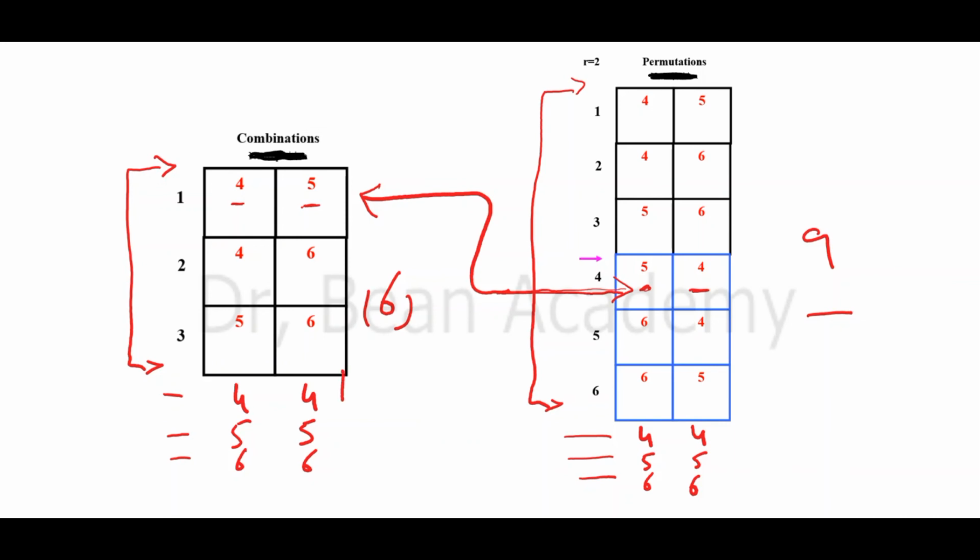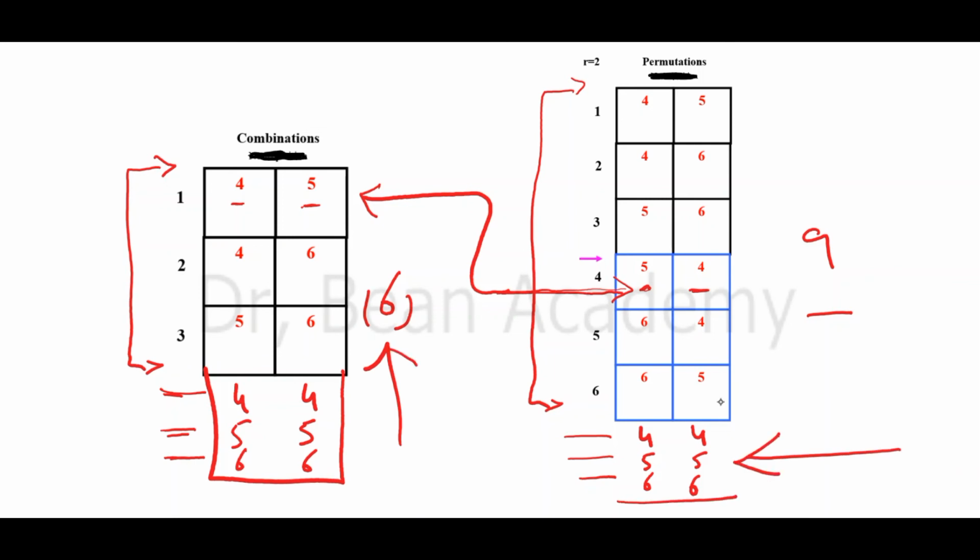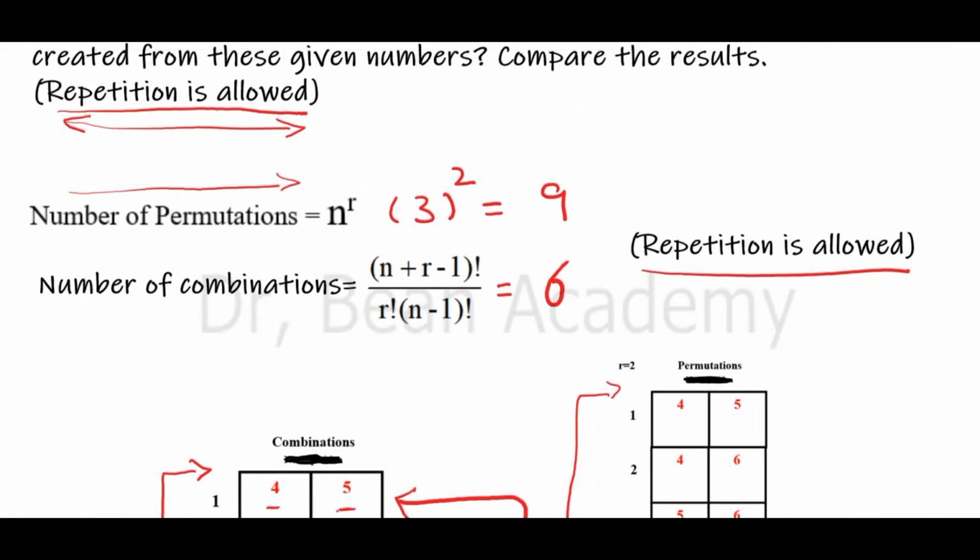So on top of that, because now repetition is allowed, 3 more combinations are added, so the total is 6. Similarly, 3 more permutations are added because now repetition is allowed, so total permutations are 9. And here are the formulas. Just in case you need them, you can remember them and you can solve the relevant problems.